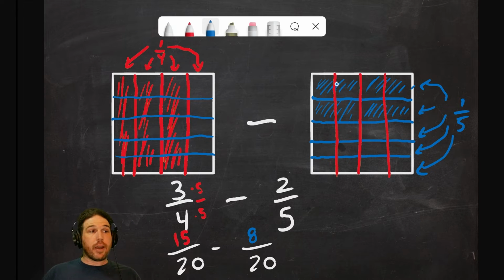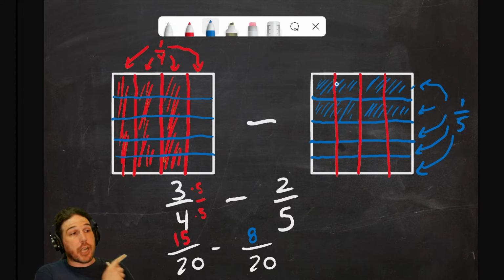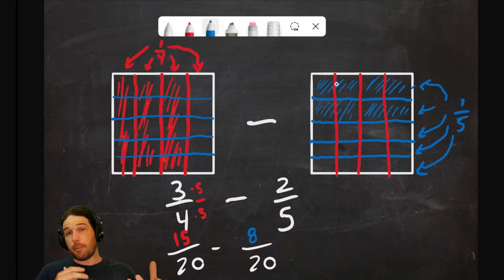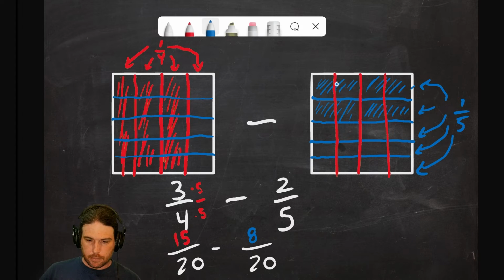I cannot overemphasize that we have not actually changed these numbers yet. We haven't changed their value. All we did was cut them up into smaller pieces so that we can compare them directly, as opposed to some of the pieces being bigger and some being smaller.